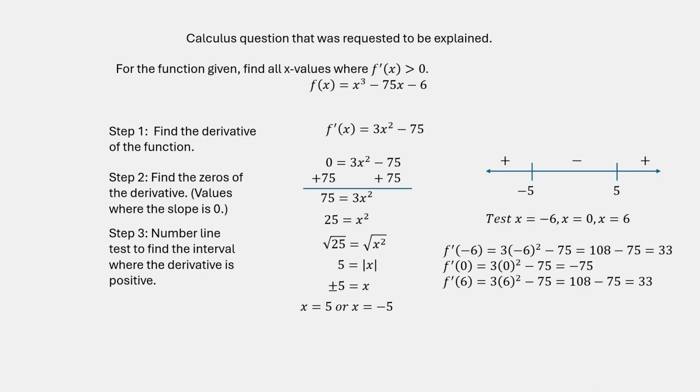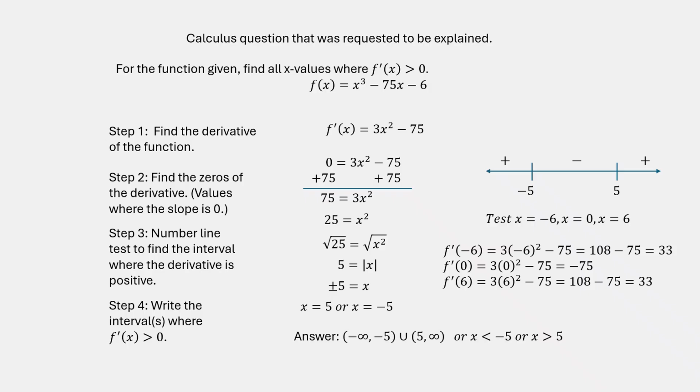So now, all we need to do is write the intervals where the slope is bigger than 0. So when you look at the number line, where are the only places where there's pluses? To the left of negative 5, and to the right of positive 5. So that means our answer is the interval from negative infinity to negative 5, union 5 to infinity. Or, if your class hasn't used those intervals yet, x is less than negative 5 or x is greater than 5. And that's the solution. That's the answer to this question.